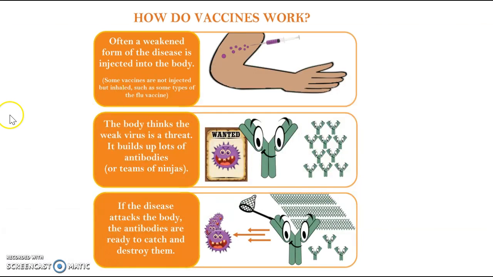Another graphic for how vaccines work: you take a weakened form of the disease or just a piece of that disease. The body thinks it's under threat. It builds up antibodies and immunity, what it calls in this graphic the ninjas. And then the next time that pathogen gets into you, your body overwhelms it right away. So vaccines are using antigens in order to create an immune memory for a pathogen.